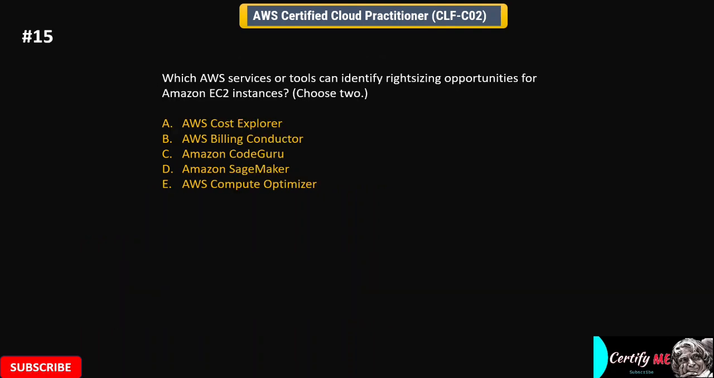Next question. Which AWS services or tools can identify right sizing opportunities for Amazon EC2 instances? Choose two options. Option A, AWS Cost Explorer. Option B, AWS Conductor. Option C, Amazon CodeGuru. Option D, Amazon SageMaker. Option E, AWS Compute Optimizer. The right options are option A and option E.